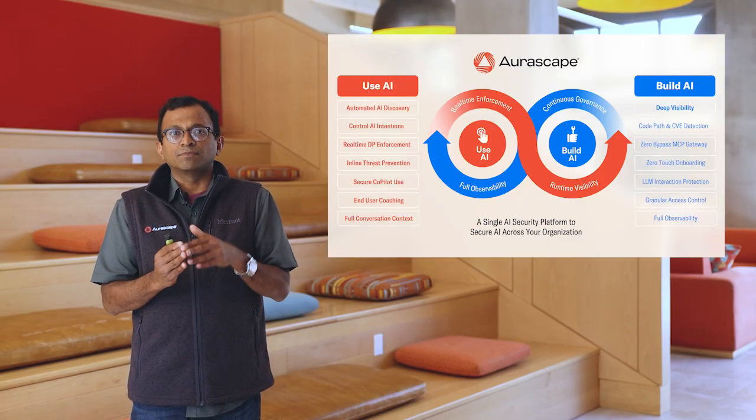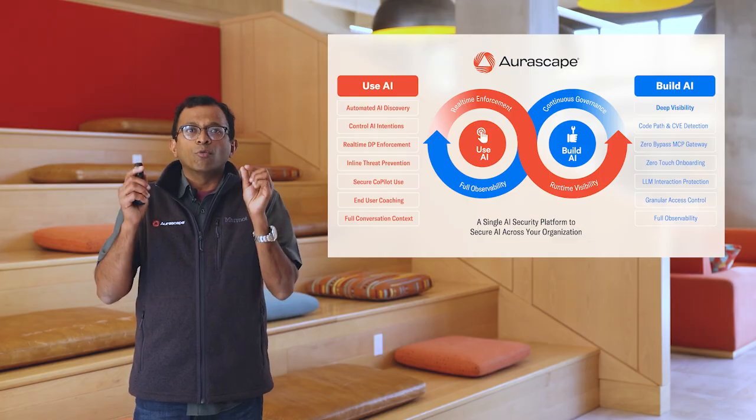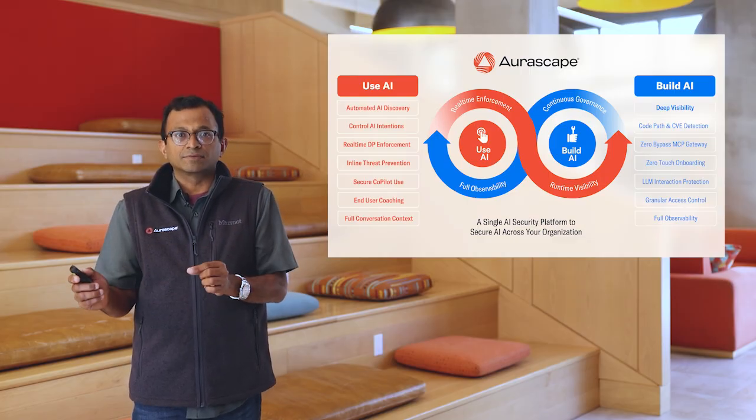Aurascape secures both sides. For consume AI, we discover usage, enforce policies in real time, prevent data leakage, and give security teams full conversation visibility. For build AI, we secure the agent lifecycle: deep visibility, red team testing, zero-bypass gateway, and granular control over every tool and model interaction. All one platform with continuous governance and runtime enforcement.